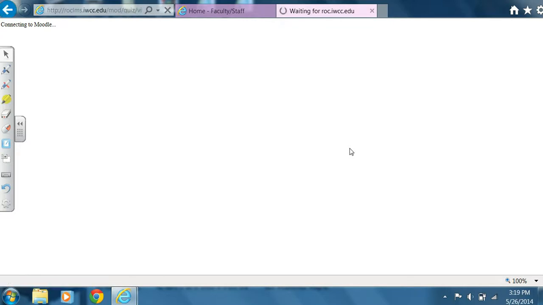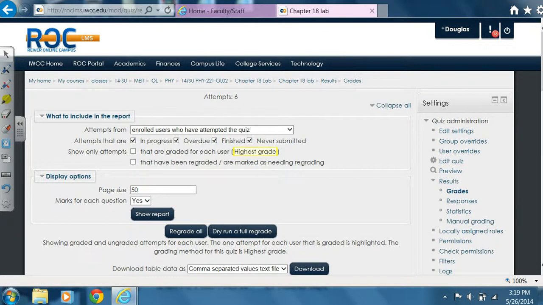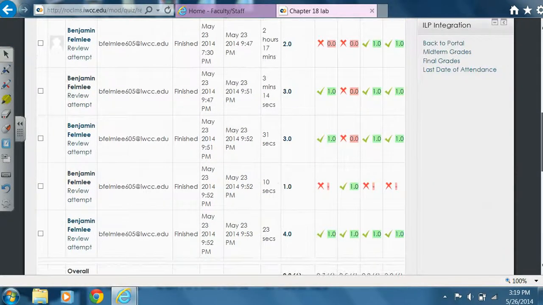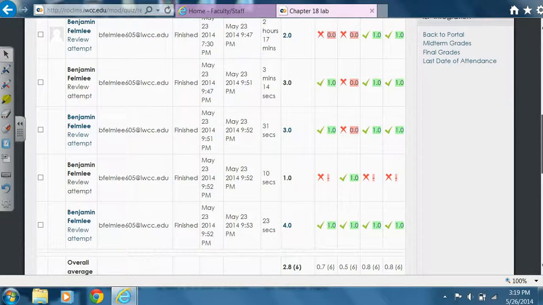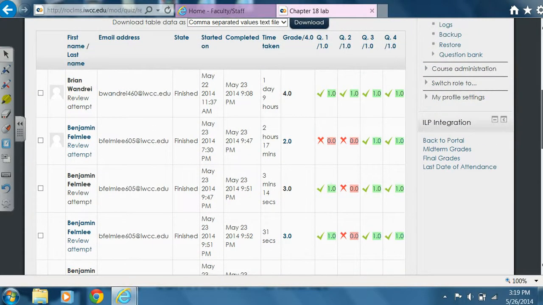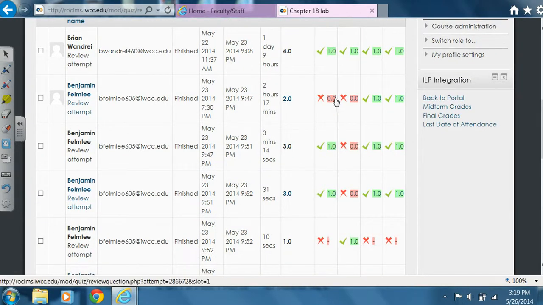So I clicked on the lab that I'm going to grade. I get there. Where it says attempts 6, I'm going to hit the attempts. I clicked on that spot, and that brings up the labs. So I see these labs, and it appears that they are all graded. So we'll just look at them to see what they are.